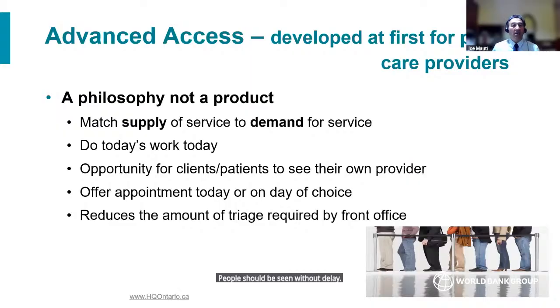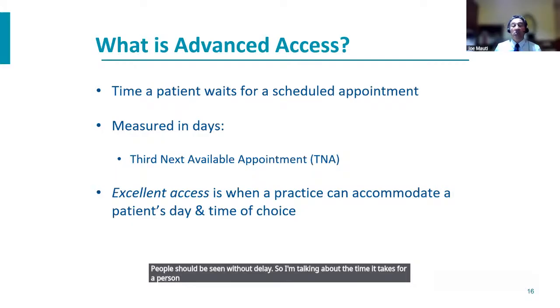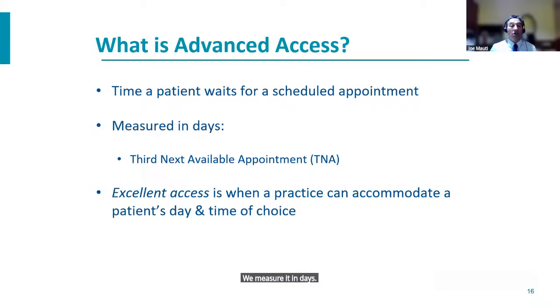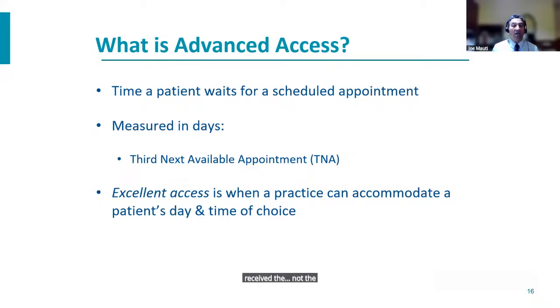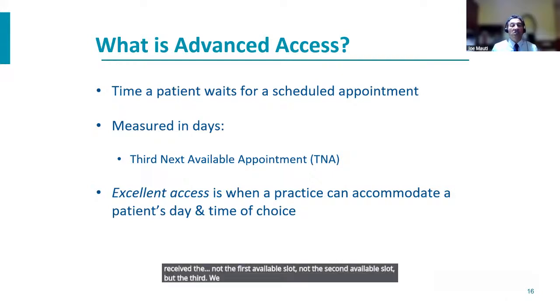So I'm talking about the time it takes for a person to get a scheduled appointment. We measure it in days. The metric is called third next available appointment. It's how many days away from today can a person calling to get an appointment receive, not the first available slot, not the second available slot, but the third. We use the third because it's a more reliable indicator of access.